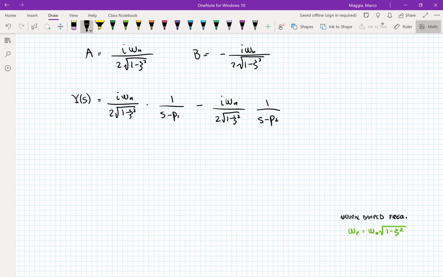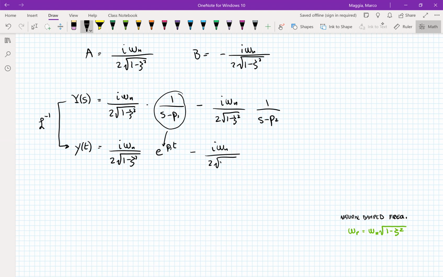Okay, so this is nothing new. We have y of t, the coefficient remains the same, and this fraction is transformed into e to the power of p1t. Same thing for the second term, we have e to the power of p2t.